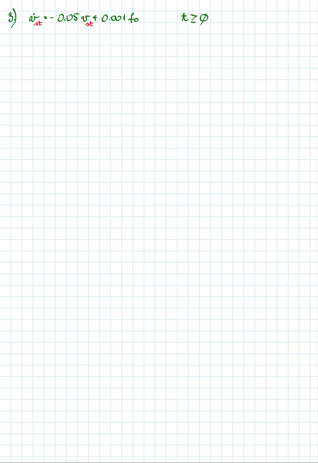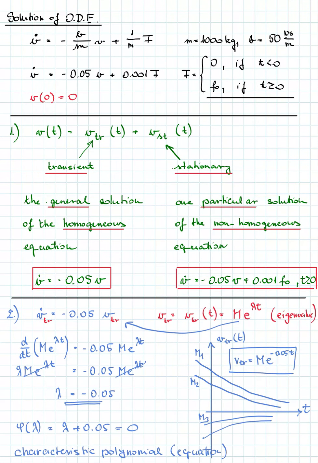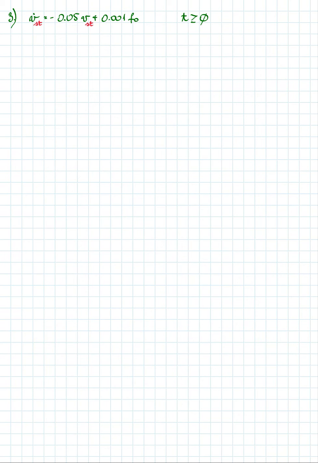And now I put t is non-negative, because if we go back for a moment to the solution of VTR, as you can see here, I draw the VTR for the negative t's too. But now we define that the t is non-negative. So as I mentioned, the stationary part is simple because F0 is constant.